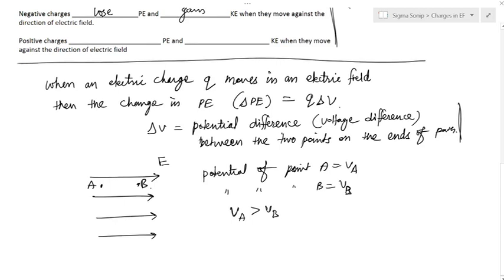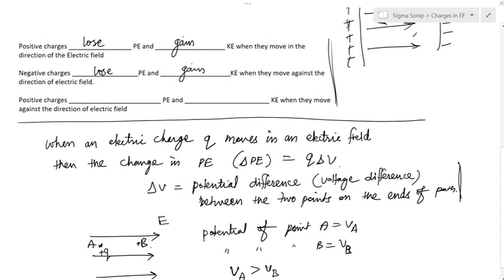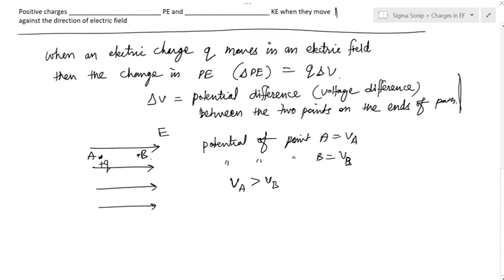So if a positive charge Q now moves from here, then we know that there will be a gain in K and a loss in P, as we've already discussed above. So we know whether there will be a gain of P or a loss of P, but the value of that gain or loss of P will be equal to Q delta V, where Q is this charge and delta V is VA minus VB.